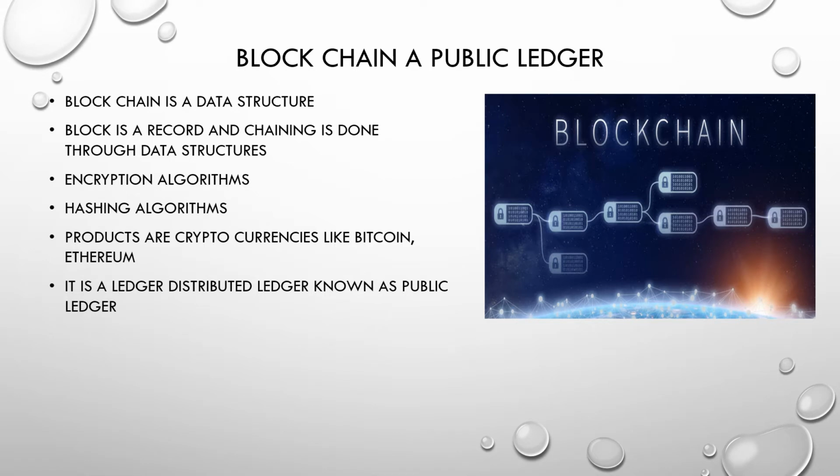What is a blockchain? Blockchain is nothing but a public ledger. So first we need to understand what a blockchain is. Blockchain is one kind of advanced data structure. What is a data structure? A data structure comprises a number of nodes. You can see in the image, that node contains a block, and these blocks are connected with another block. And that connection is nothing but a chain.